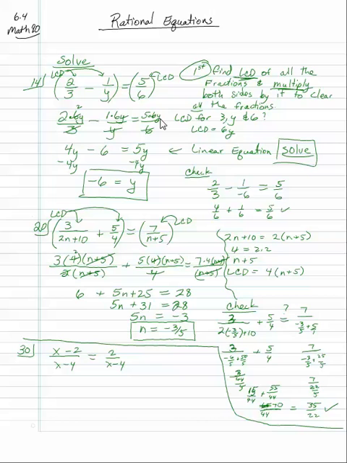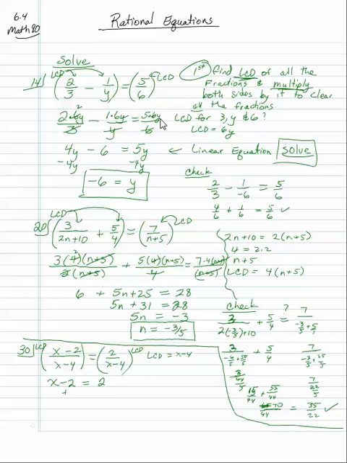Okay, so the LCD would be x minus 4, so we're going to multiply both sides by x minus 4. What happens is the x minus 4's cancel and you just get the numerators.